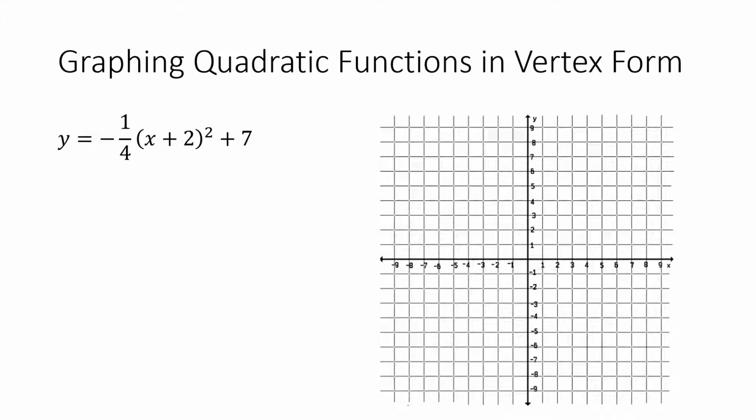Let's try putting it all together here. Y equals negative 1/4 (x plus 2) squared plus 7. Attempt this one on your own. Press pause. Whenever you're ready to check your answer, press play.